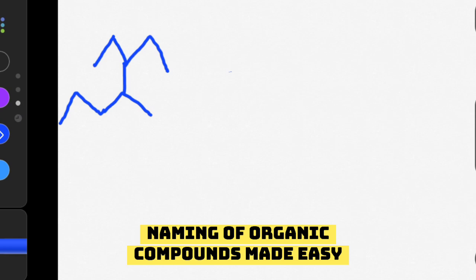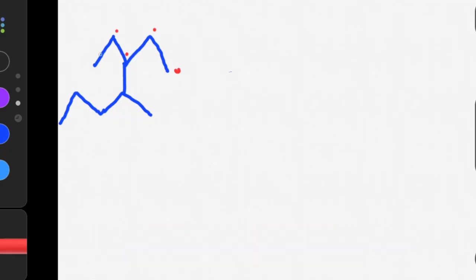Now, usually, what we first have to do is to find the longest chain, right? So if I go from 1, 2, 3, 4, 5, I get a 5, right? So let's go the other way around. Let's try 1, 2, 3, 4, 5, 6. This particular one makes the 7th. So you see the longest chain here in this case is 7, meaning that this is a heptane.